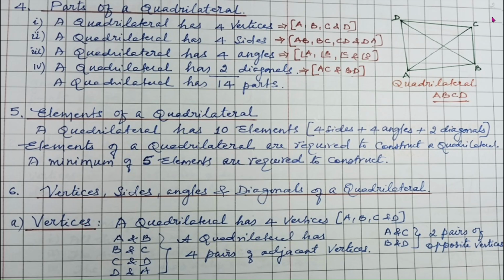Now to understand the vertices, sides, angles and diagonals of a quadrilateral, let us discuss the vertices first. A quadrilateral has 4 vertices, and in that, the vertices A and B are adjacent vertices, B and C are adjacent, C and D are adjacent, and D and A are adjacent vertices. In all, there are 4 pairs of adjacent vertices, and also A and C are non-adjacent and B and D are non-adjacent. Therefore there are 2 pairs of non-adjacent vertices, or 2 pairs of opposite vertices.